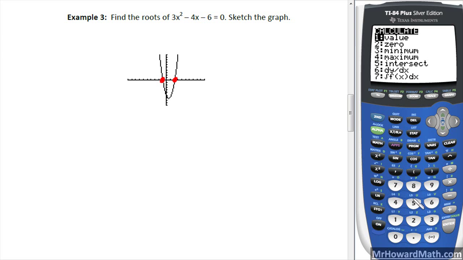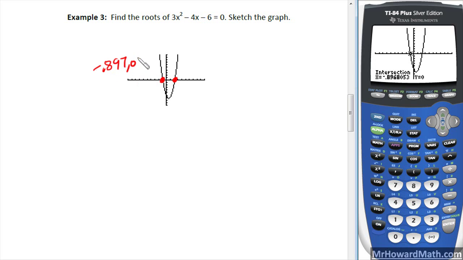So second trace, option 5. For the first one, I just hit enter 3 times. First curve enter, second curve enter, guess enter, and I find one of them. So this one is negative 0.897, round to 3 places, comma 0. That's the leftmost. Repeat the process. Option 5 for intersect. Second curve, first curve enter, second curve enter. Now on guess, I'm going to arrow over or type in a number that's close to this one. I've got my cursor on top of this one, so my guess will pick that up, and it would be 2.23 comma 0 for that one. And that's how you find the roots.